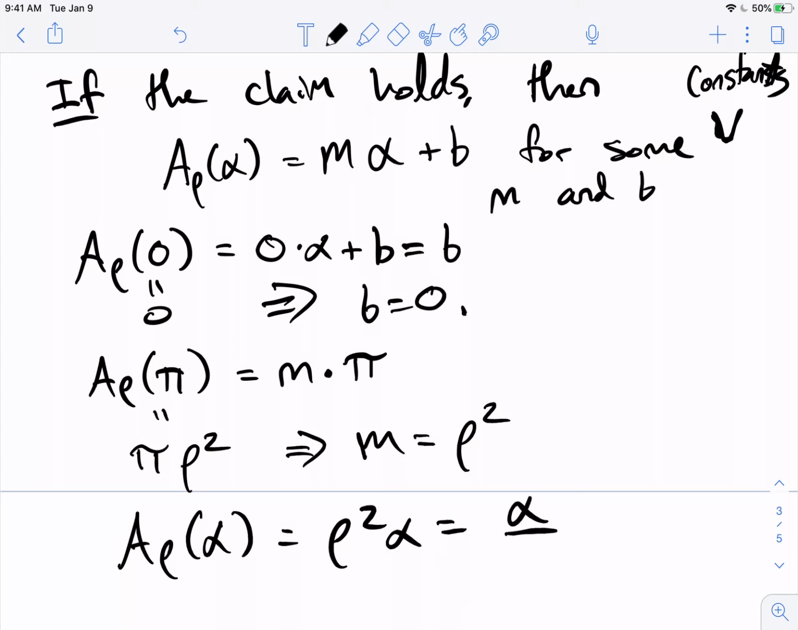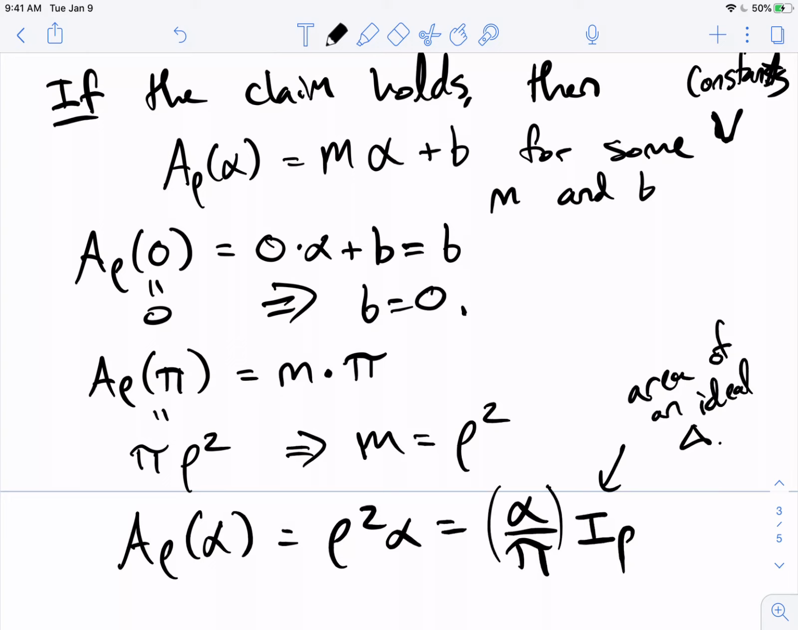It's equal to alpha over pi times I rho, where this is the area of an ideal triangle. So it's equal to the area of an ideal triangle times alpha over pi.